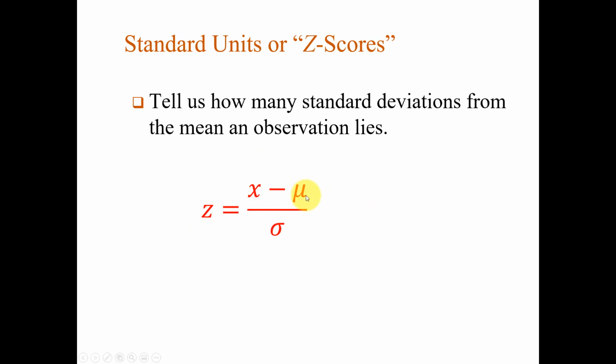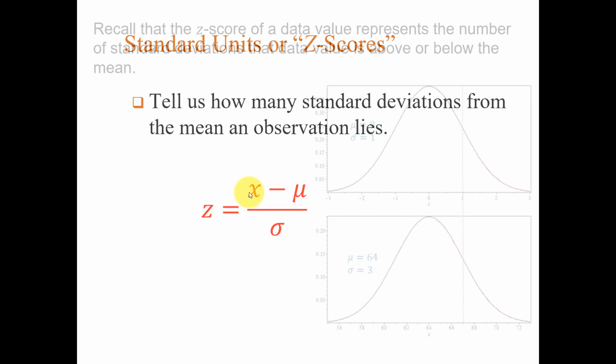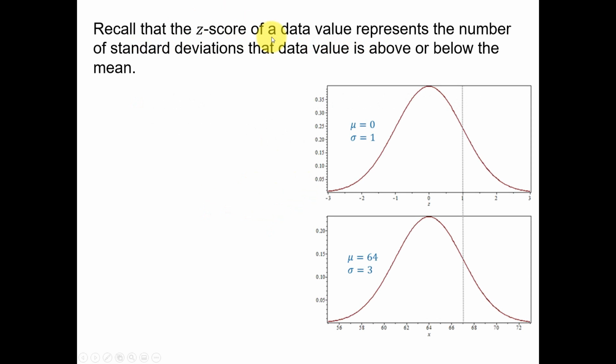And remember, this tells us how many standard deviations from the mean that observation x lies. Repeating this again, just remember the z-score is the number of standard deviations the data value of the observation is above or below the mean.